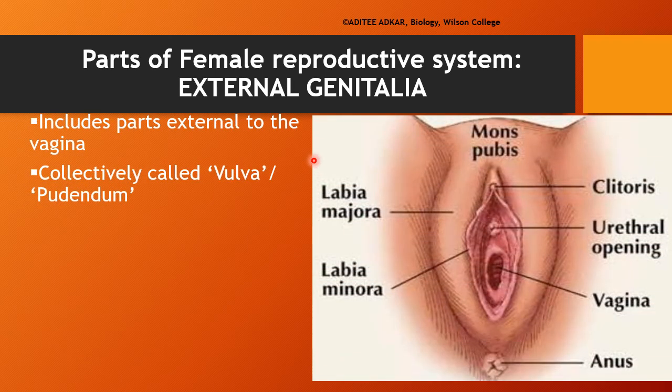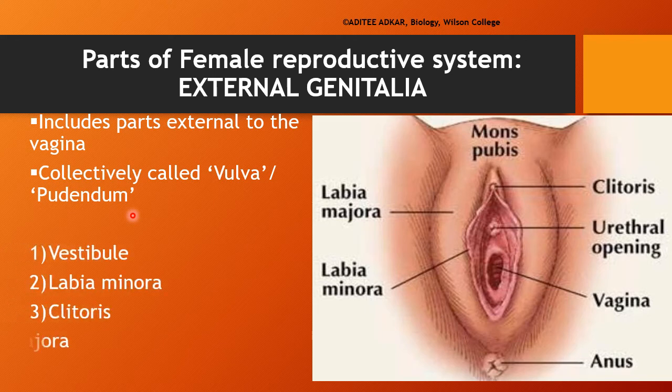Now, the parts of the female reproductive system which are present outside the vagina or on the outer body surface. These are the external genitalia. These parts are collectively called as the vulva or the pudendum. What are the parts of the vulva? Let us understand. First of all, the vestibule. The vestibule is a vertical depression in the vulva. The vestibule encloses two openings, the opening of the urethra and the opening of the vagina or the vaginal orifice.